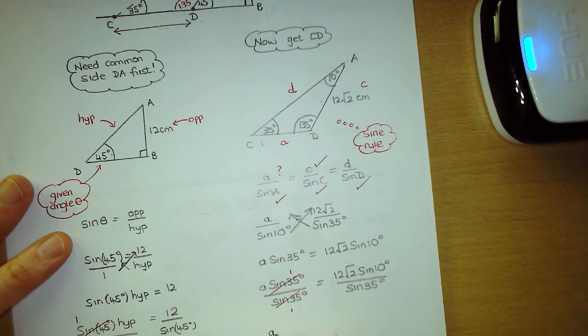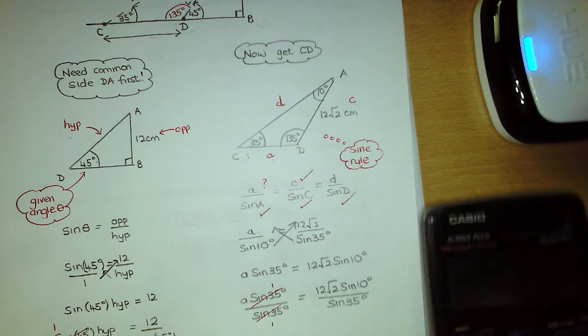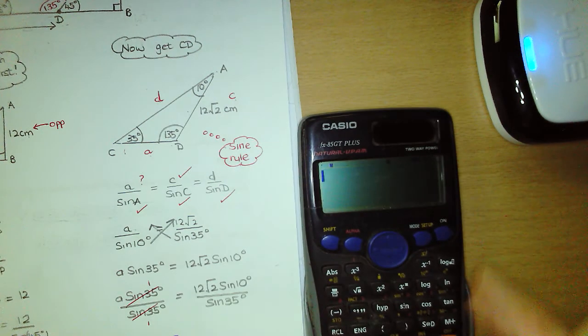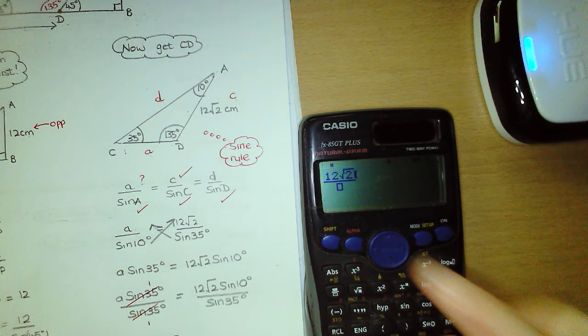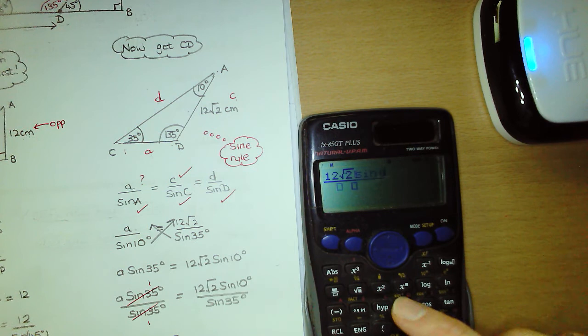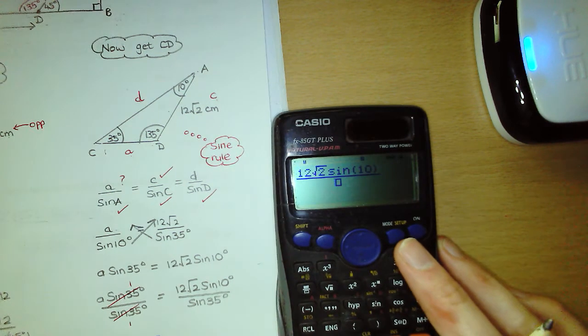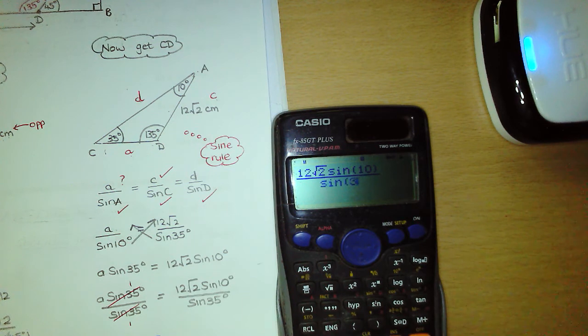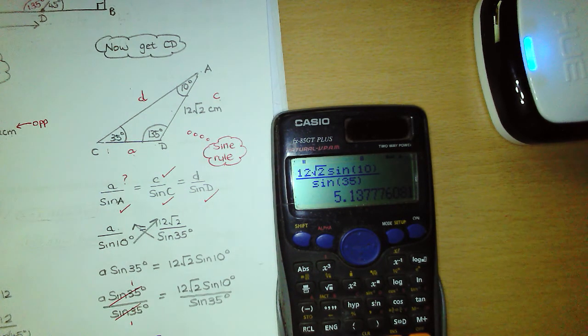And then we're now going to go to our calculator and we're going to type in the fraction on the right hand side. Again, make sure we're in degree mode all the time for these. Okay, so fraction button, we've got 12 root 2, and then scroll across to the right and type in sine of 10, close brackets after the 0, and then on the bottom line we're typing in sine of 35, close brackets after the 5, and then scroll the little flashing line halfway between numerator and denominator, hit equals, and that's going to give us 5.1377.